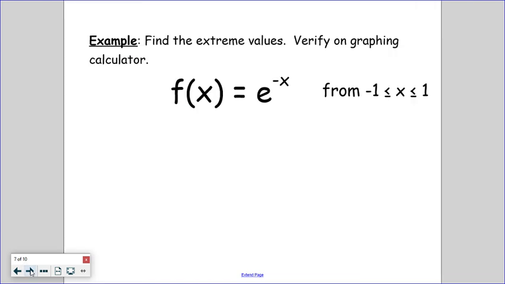Next one. Find the extreme values, verify on our graphing calculators. Our function this time is f of x equals e to the negative x, and we are looking from -1 to 1. And they can write the interval like that, -1 is less than or equal to x is less than or equal to 1. Is that an open or a closed? Closed, right? Because it says or equal to. So that is important to us.